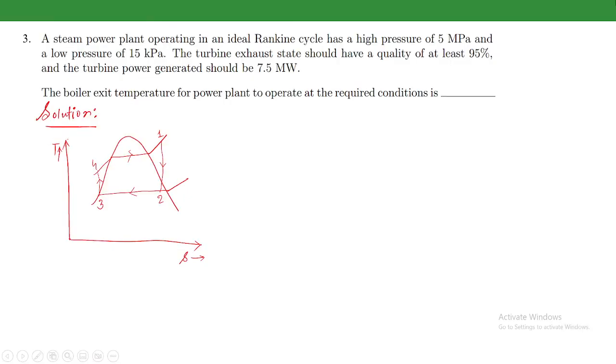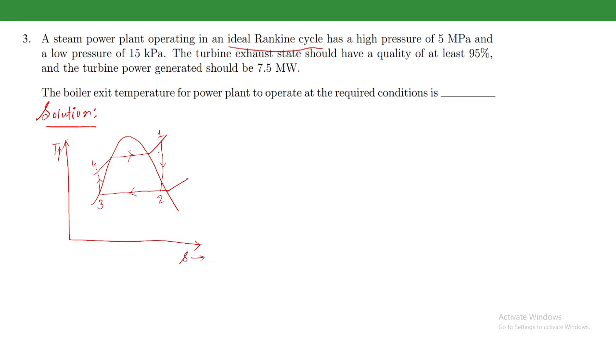Now this is a numerical problem. A steam power plant operating on an ideal Rankine cycle has a high pressure of 5 megapascal and a low pressure of 15 kilopascal. The turbine exhaust state should have a quality of at least 95%, and the turbine power generated should be 7.5 megawatt. Under these operating conditions, what is the boiler exit temperature for the plant?